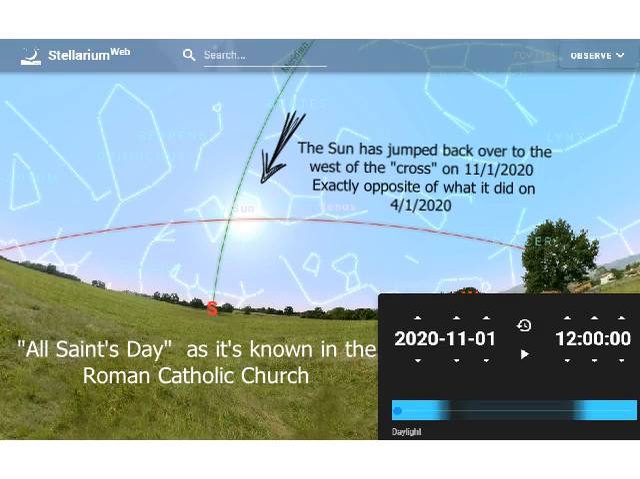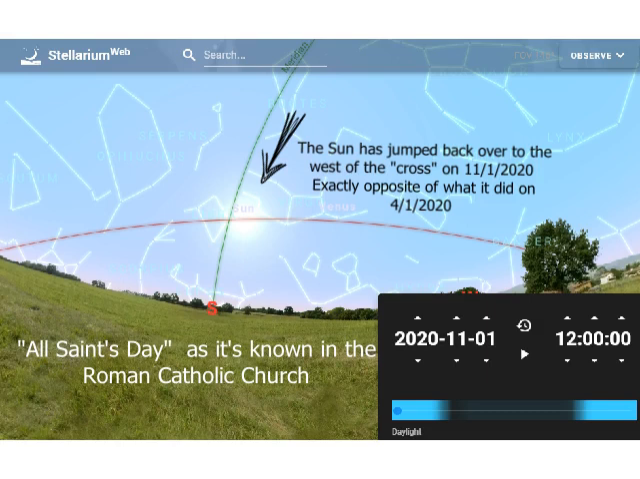This is known as All Saints' Day in the Roman Catholic Church. And by looking at the sky story, we can see the sun jumping back over to the west side of the cross on what we commonly call November 1st of 2020. It's doing exactly the opposite dance it did. If you remember, you can go back if you don't, that we found it doing on what is commonly called April 1st of 2020, or April Fool's Day, exactly 6 months apart, or its opposite.